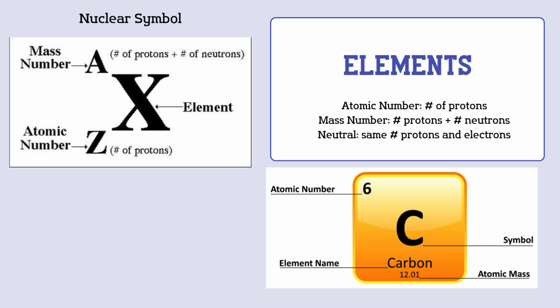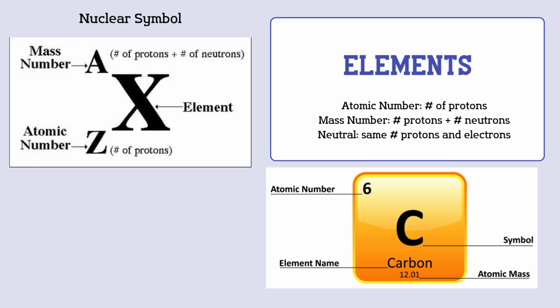So the nuclear symbol for an element will be like this. The mass number, which is the number of protons plus the number of neutrons, and then the number of protons at the bottom. This atomic number at the bottom will decide the identity of the element. This mass number will just decide, well, the mass number.